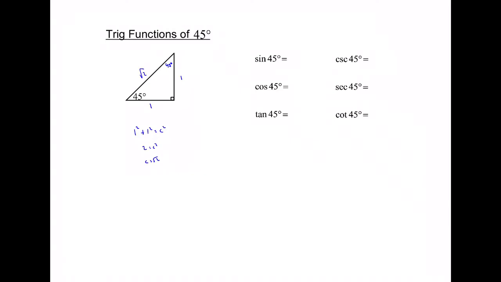And it doesn't matter what the side lengths are of a 45, 45, 90. The ratios will always be the same. So now what's sine of 45? Well, that would be opposite 1 over the square root of 2, which simplifies to the square root of 2 over 2. Once again, sine of 45, no matter what right triangle you're looking at, will always have the ratio square root of 2 over 2. Cosine of 45 is 1 over the square root of 2 also, which is square root of 2 over 2. Tangent of 45 is 1 over 1, which is just 1.